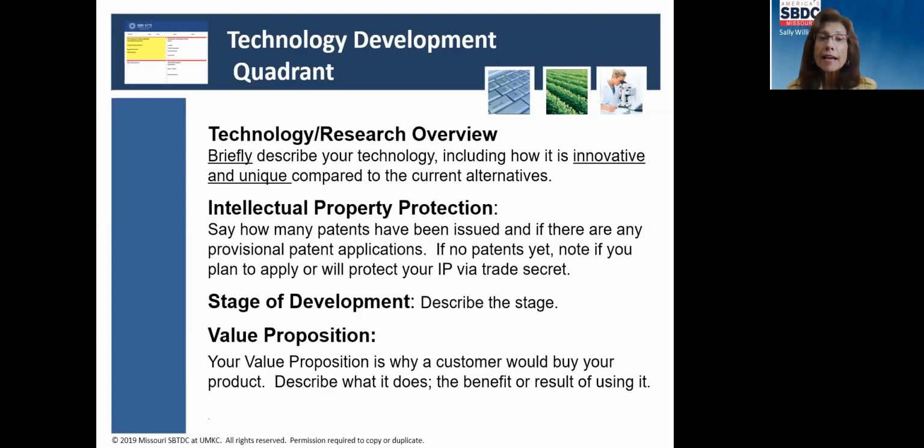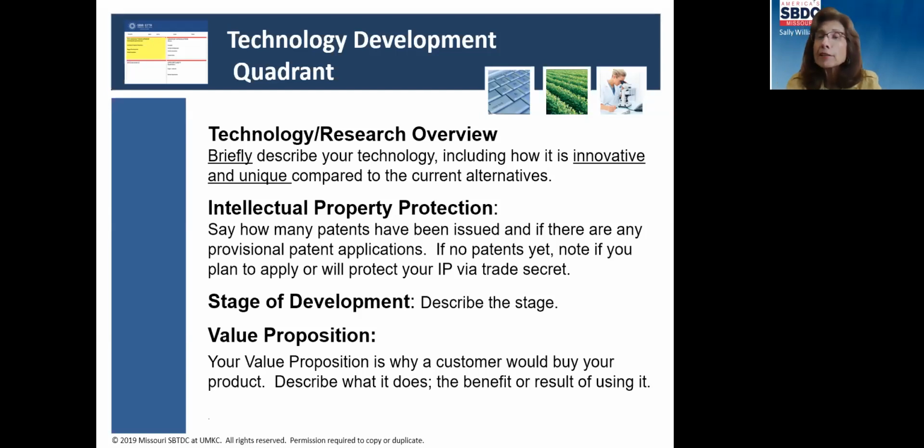Okay, so you start out under the subhead technology research and overview. What you do is provide a brief description of your technology. This is really important. You've got to include how it is innovative and unique compared to other current alternatives. That's really important because remember, this is all about innovation, okay?